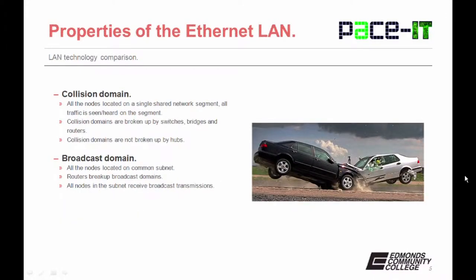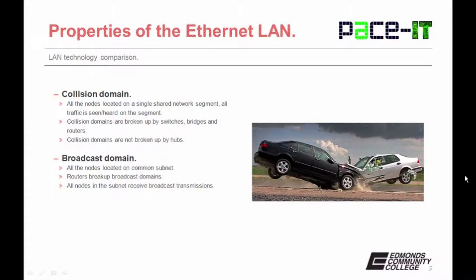So we talked about collisions, now let's discuss what a collision domain is. A definition of collision domains is that all the nodes located on a single shared network segment, and it's where all traffic is seen and heard on the segment. Collision domains are broken up by switches, bridges, and routers. Collision domains are not broken up by hubs.